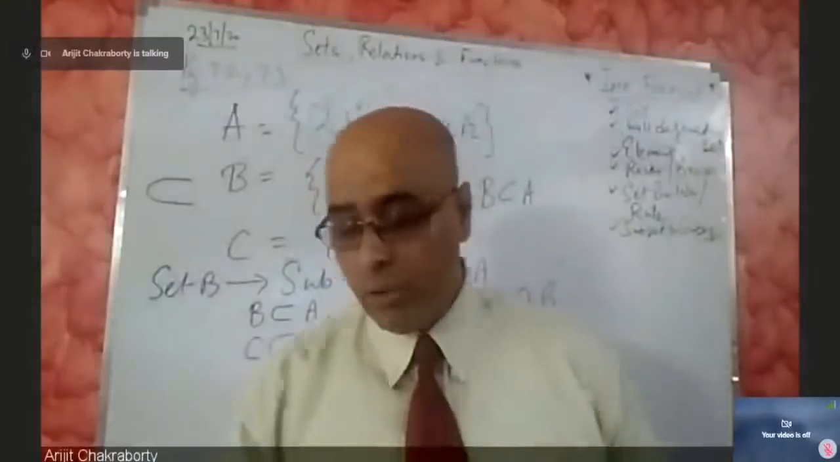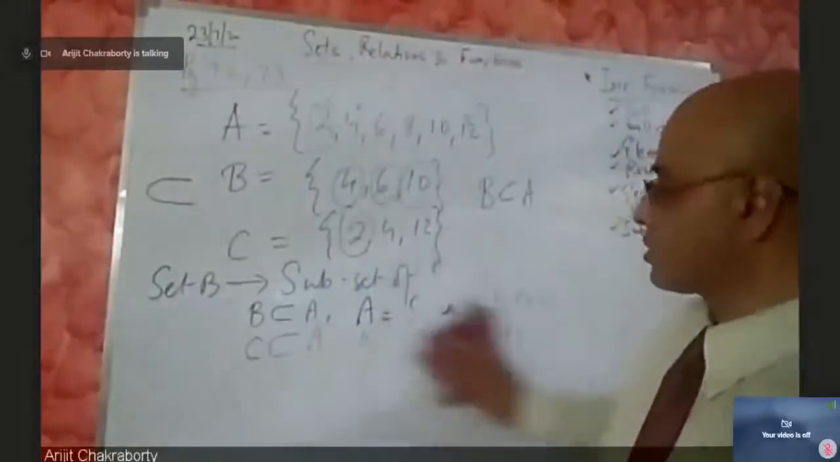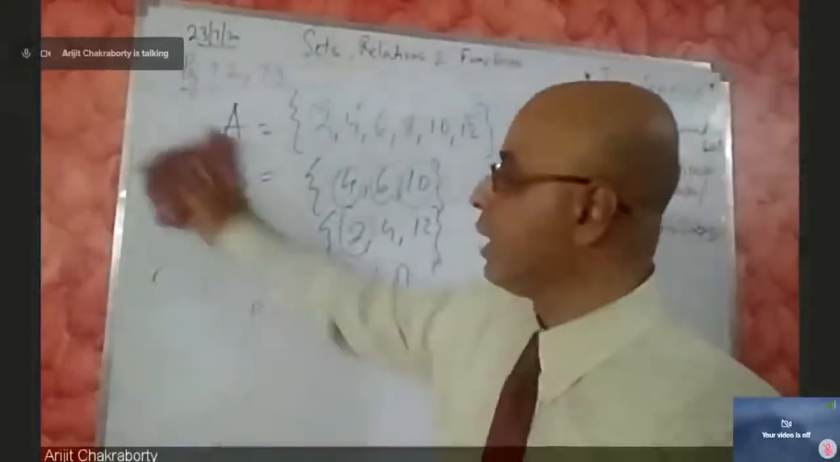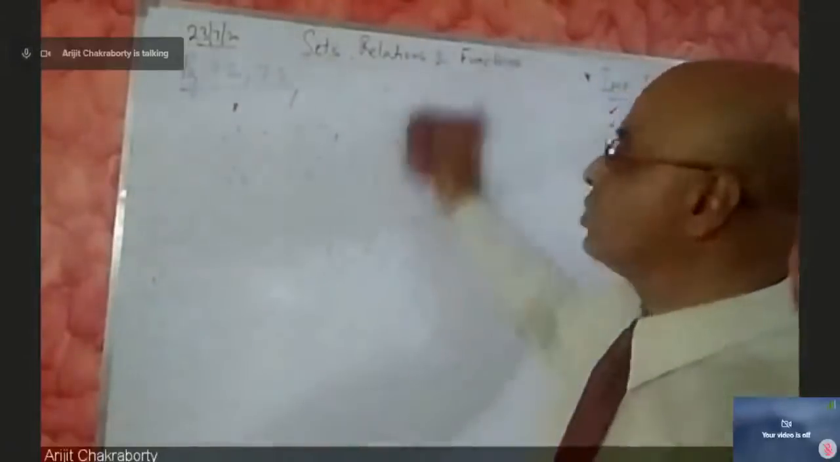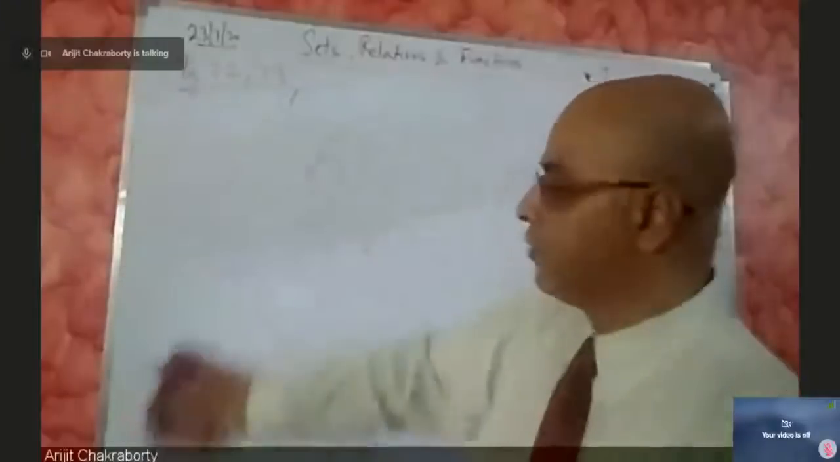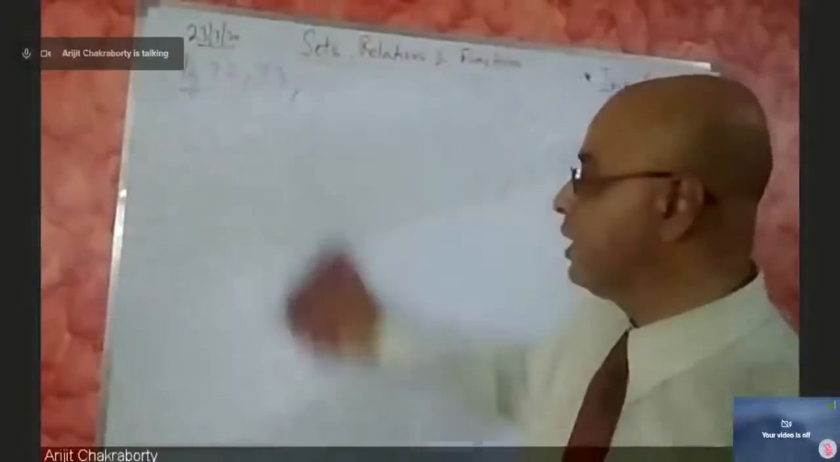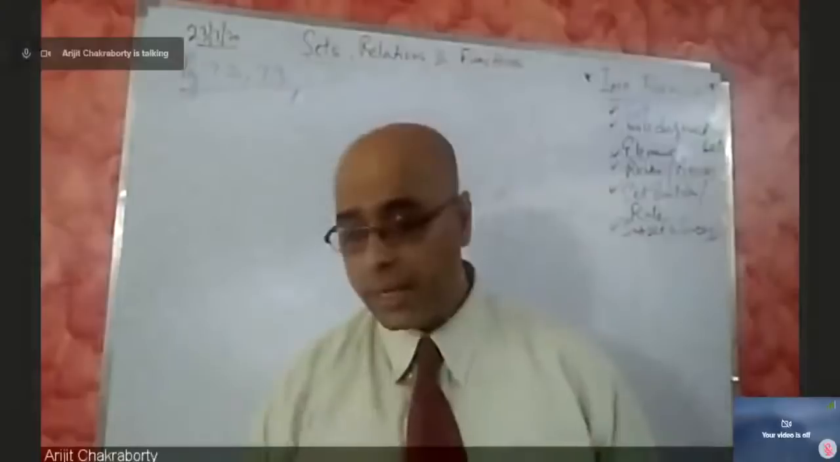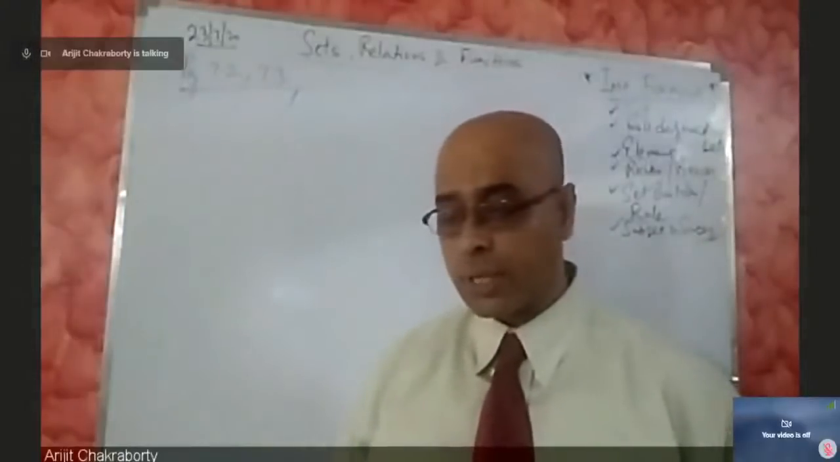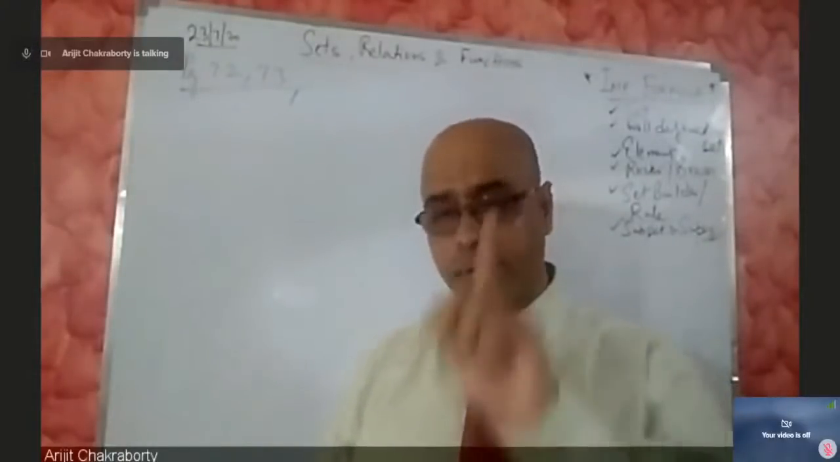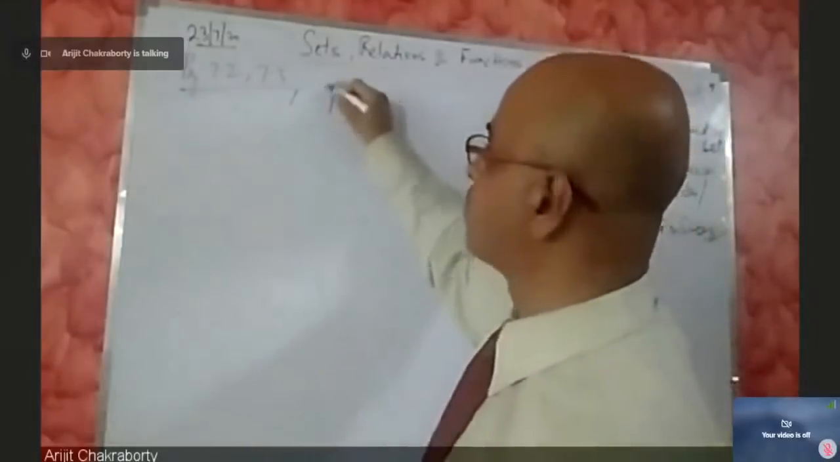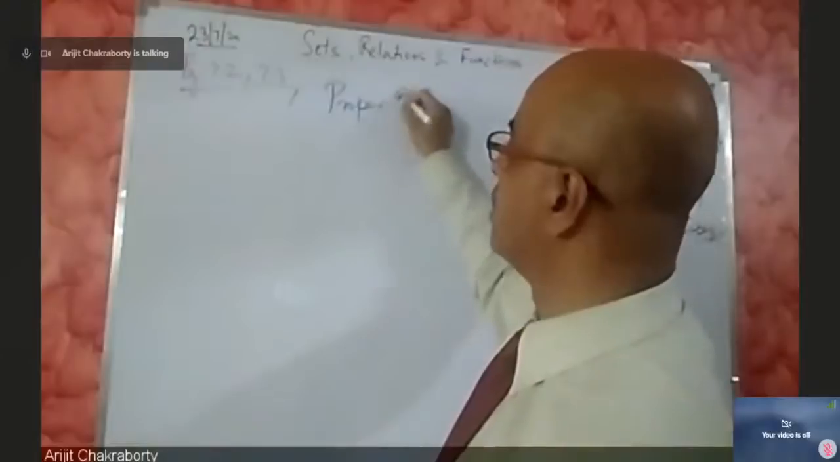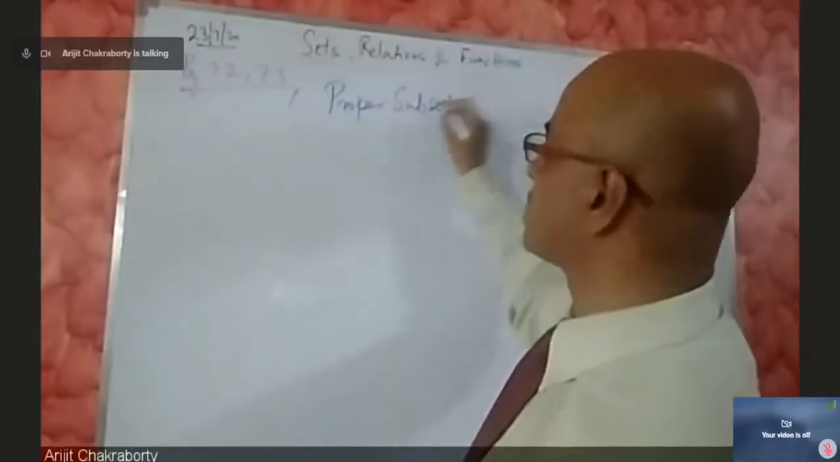So we have seen what is subset and what is superset. Now we go to some more concepts. Some more terms will be discussed now. We have seen what is an element, what is a subset, what is a superset, and now let us talk about another term which is called a proper subset. What is a proper subset?